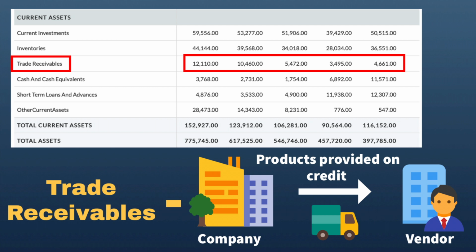Next would be trade receivables. This is just the opposite of trade payables on the liability section. Receivables means when the company has provided its material to the vendors on credit and is yet to get paid. Like we discussed in the previous video, companies normally sell products to vendors on credit basis, where the vendors pay them within 30 to 90 days. So that pending amount which is yet to be received by the company will be the trade receivables.